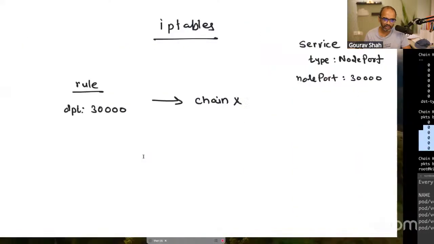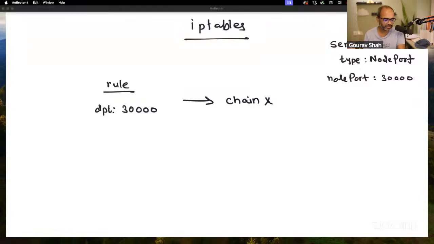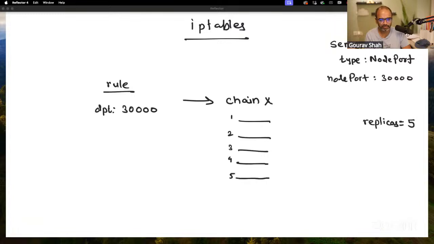How do you interpret this? It's simple as this. That's why I'm explaining this to you visually. So it goes to the chain. That chain is what we are looking at. When I had four replicas, there were four lines. When I change it to five, there are now five lines. And each of these has a probability number. So this is doing load balancing.